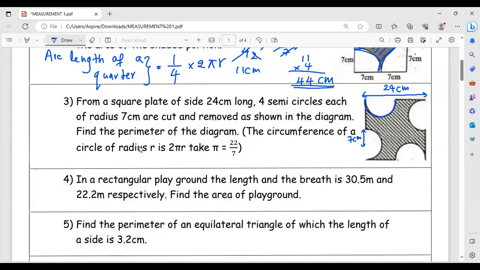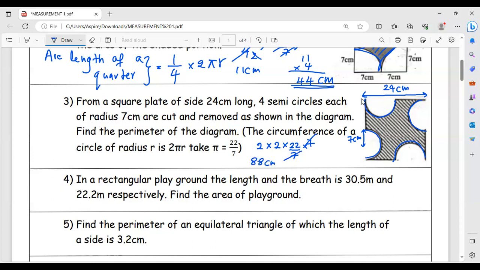Then you can identify there are 2 full circles. To find this arc length, you have to find the perimeter of 2 circles. Then 2 into 2πr, where π is 22/7 and r is substituted by 7. Then 7 and 7 cancel. 2 into 2 is 4, 4 into 22 is 88 centimeters.